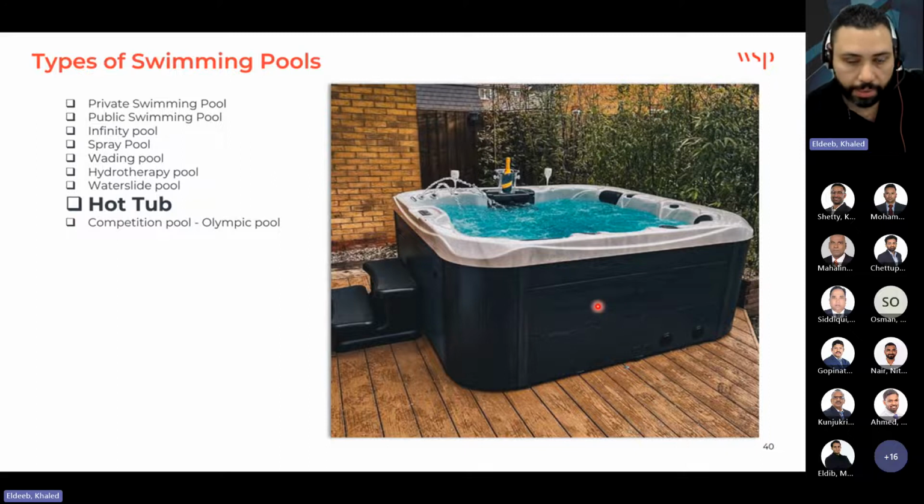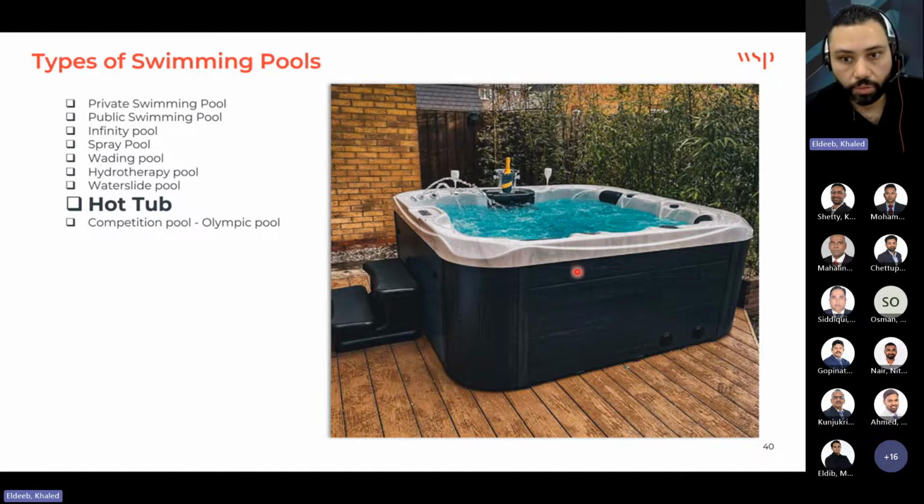So the hot tub is like a bathtub, but a bigger pool. It could be small size like this, and sometimes bigger sizes in luxury hotels. So we call it also jacuzzi, spa, whirlpool, which is usually a small heated pool designed for relaxation and sometimes therapeutic purposes as well. Okay, so this is typically equipped with jets that create a massage effect, which is usually used for hydrotherapy to relieve stress, muscle tension, and joint pain, and so on.